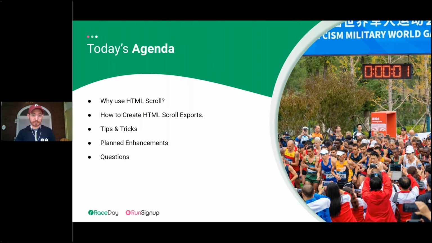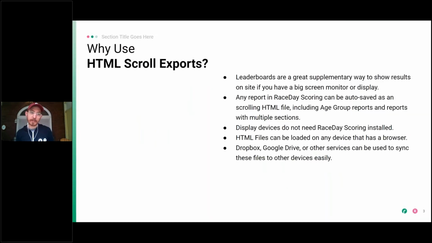So let's go. Why should you use these new scrolling reports that we have? First off, leaderboards are just a really great supplementary way to show results on site. If you have a big screen monitor or display to be able to do this with, it'll, in addition to standard text and email result notifications and maybe kiosks on site, the leaderboards are just pretty cool because it allows people to congregate and see things up on a leaderboard.